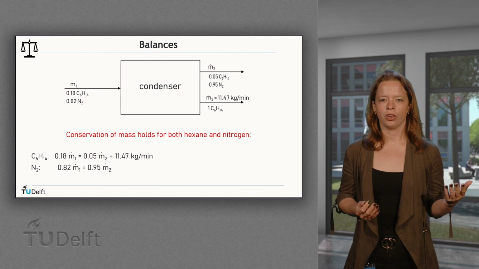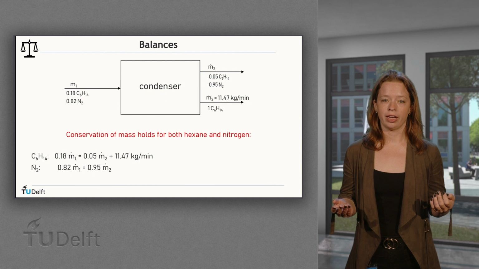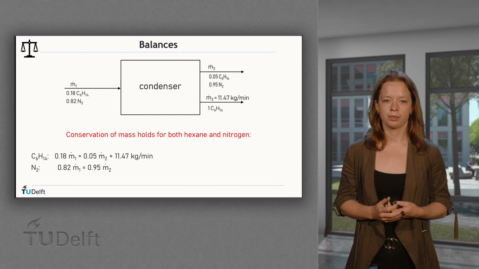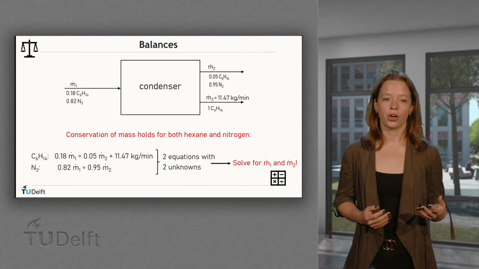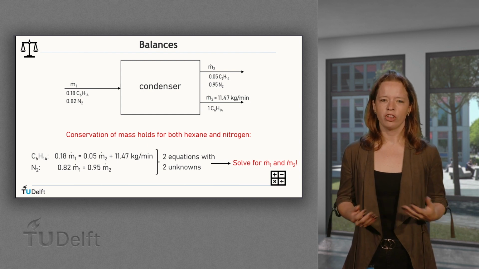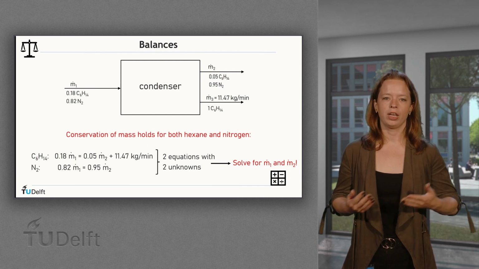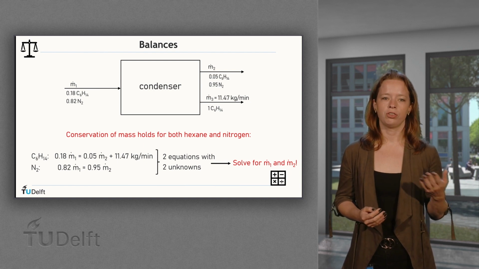Similarly, for nitrogen, we find 0.82 times ṁ1 equals 0.95 times ṁ2. Now you see we formulated two equations with a total of two unknowns. So this system can be solved for ṁ1 and ṁ2. I challenge you to complete the last step, calculate unknowns, by yourself. Try and calculate the flow rates of these two streams.